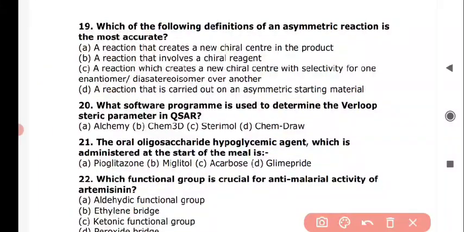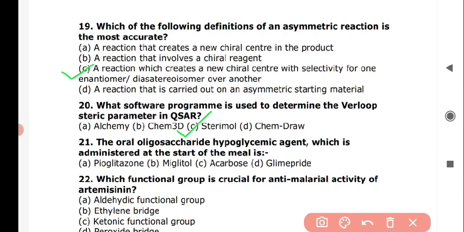Next question is which of the following definitions of an asymmetric reaction is the most accurate? And the correct answer is option C, a reaction which creates a new chiral center with selectivity for one enantiomer or diastereoisomer over another. Next question is what software program is used to determine the Verloop steric parameter in QSAR? And the correct answer is option C, Sterimol.